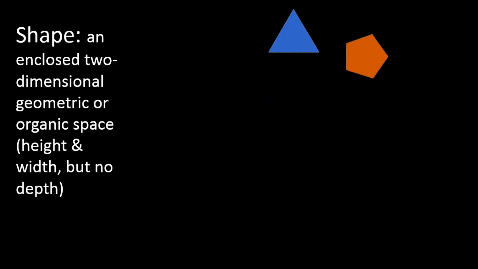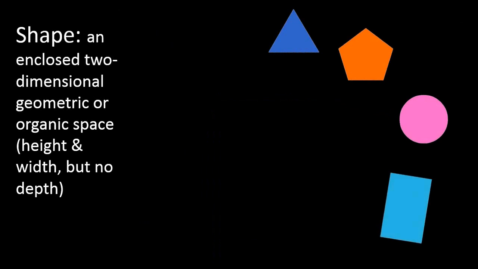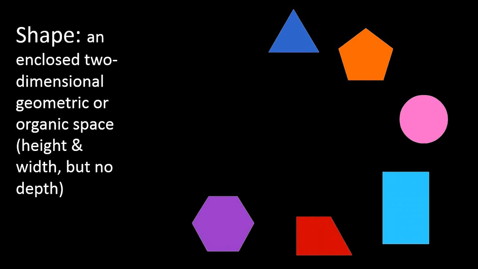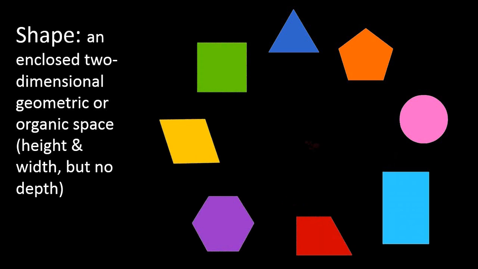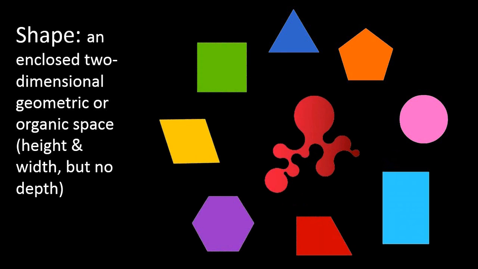The third element is shape. Shape is an enclosed, 2-dimensional, geometric or organic space. It has height and width, but no depth. As you can see, these are all very flat and very 2D.